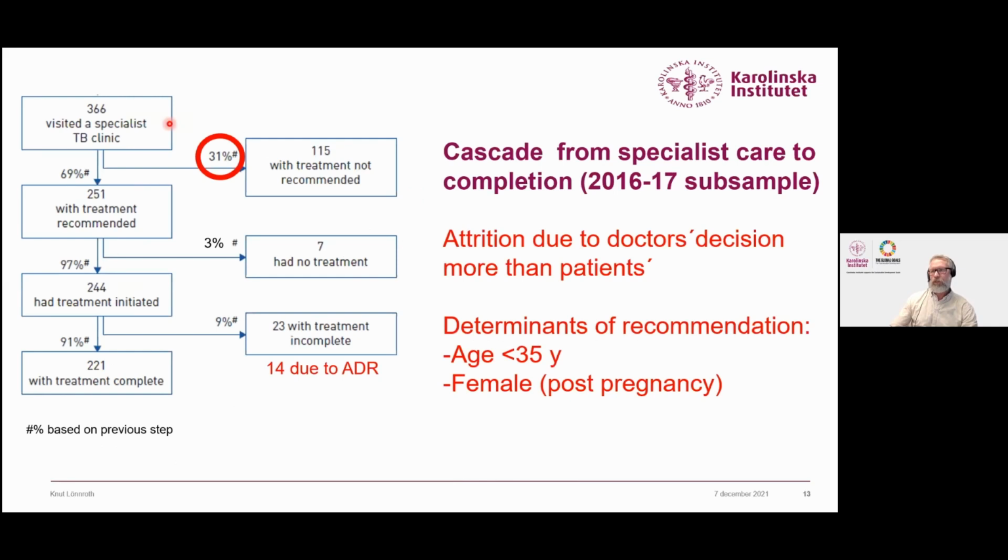So this is a subset, the numbers are therefore slightly different. Among those visiting a specialist clinic, 31% were not put on treatment. So again, this was the decision by the physician not to recommend treatment. Among those that were recommended treatment, 97% started treatment. So there was a small dropout only of patients who did not want to have treatment. And among those starting treatment, 91% completed it, and half of those that did not had adverse drug reactions. So we concluded that the attrition again was mainly due to physicians' decisions that this was a person not eligible for treatment. And the main drivers here were age and also women more likely, because quite a few of them were pregnant. And that was one of the criteria, one of the risk factors being listed as an eligibility.